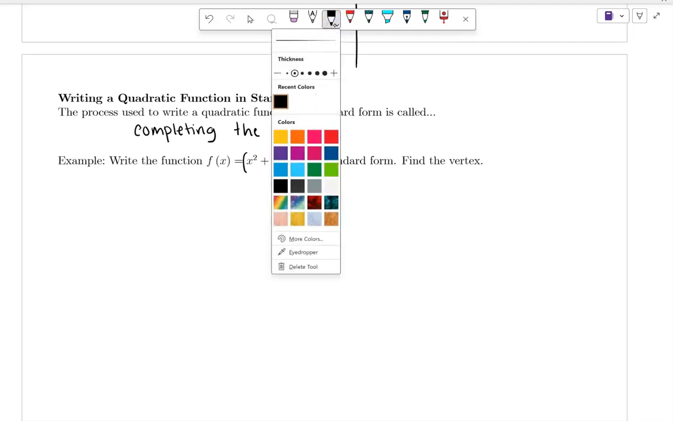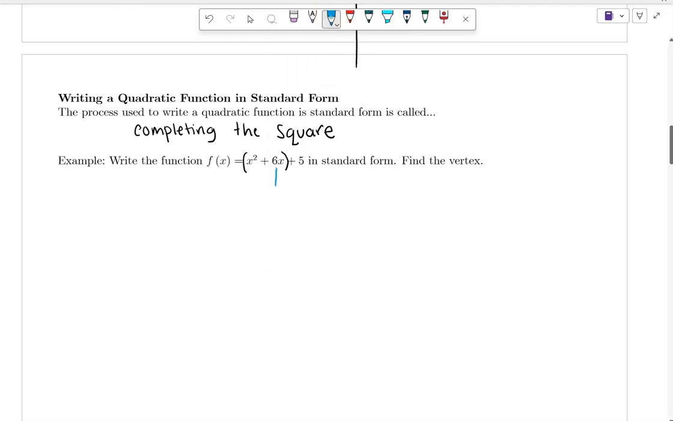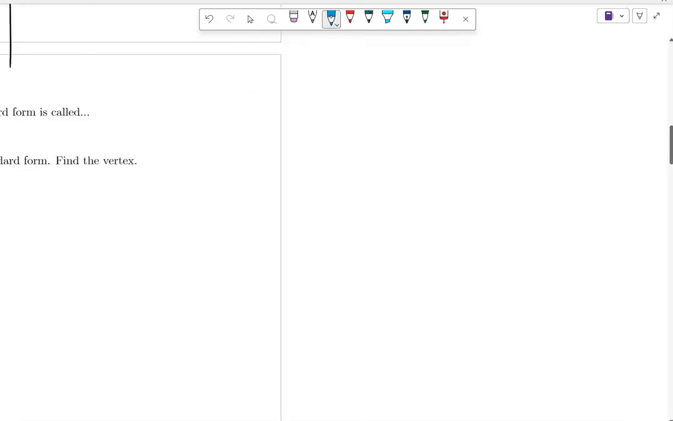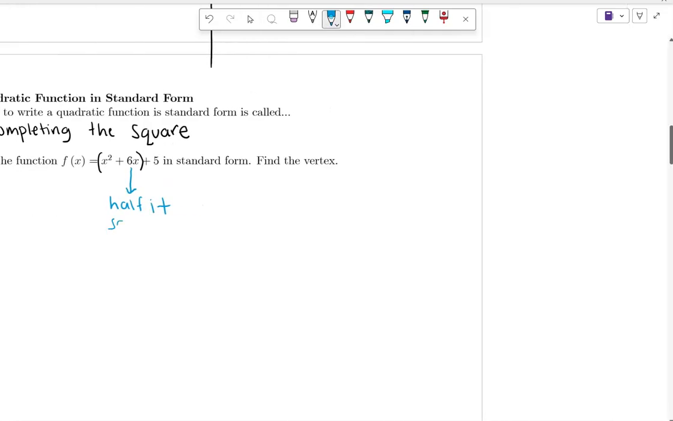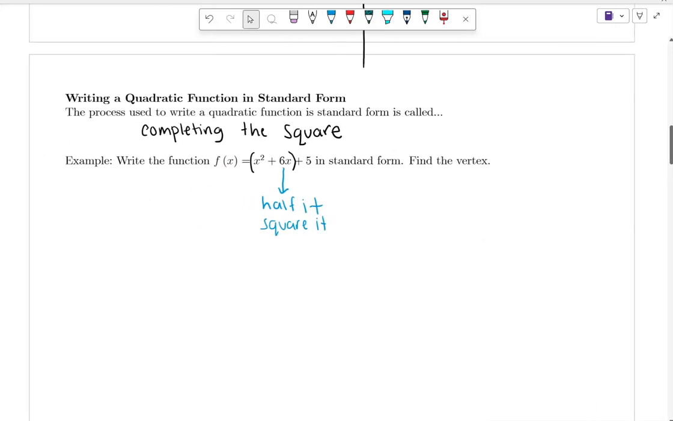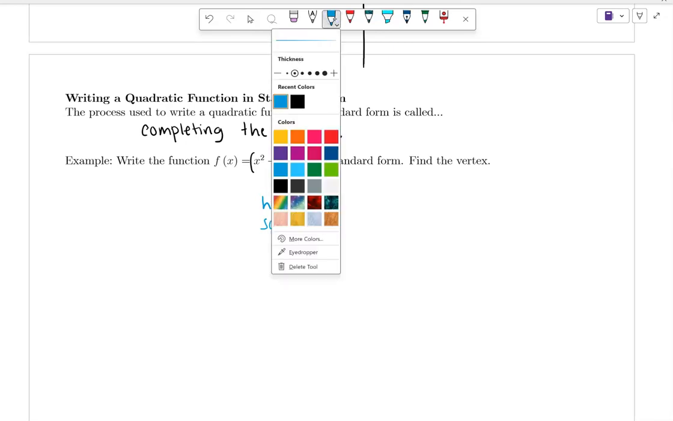So here, can I change the color? I'll change the color. We'll do blue. So when we complete the square, we're basically adding on terms to help us get it into standard form. So completing the square, you're going to take whatever coefficient is on the x, which in this case is 6. You're going to half it, and then you're going to square it. And then you're going to add it on to that little part that we just took out, but then we're also going to subtract it off the end. So I'll show you what that's going to look like here.